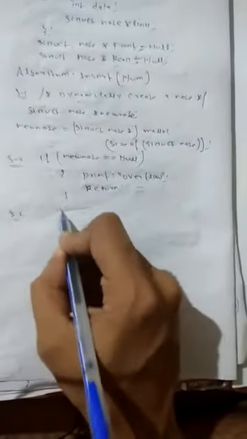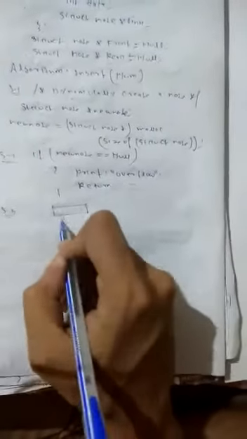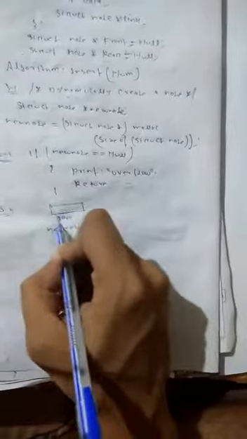Next, step 2: we have to check for the overflow for the insertion. If new node equal to null, print overflow, that is a system overflow. Next, what is step 3? We have to insert the new node that is already created. Suppose the new node is already created, and suppose the address is 1000. The pointer new node will store the address of this.